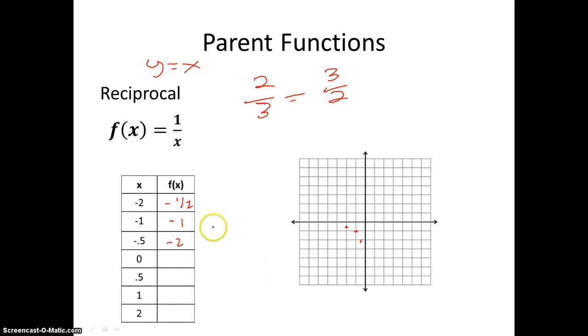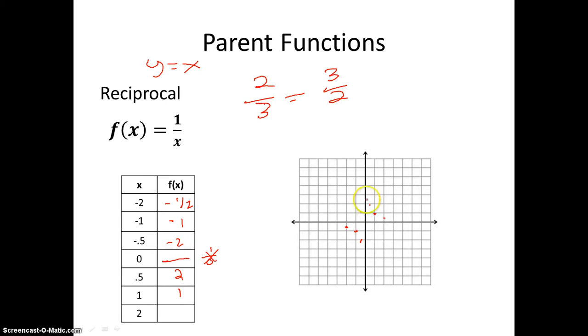And then at 0, what do we know about 1 over 0? We can't divide by 0, right? So this cannot happen. We have an asymptote here, and we'll get more into that later. But we just know that one of our rules is that we can never divide by 0, so on that part of the graph, we should never have a value. Now if I put in 0.5, 1 over 0.5 is 2. At 1, I get 1 over 1, which is 1. And at 2, I get 1 over 2, which is 1/2.